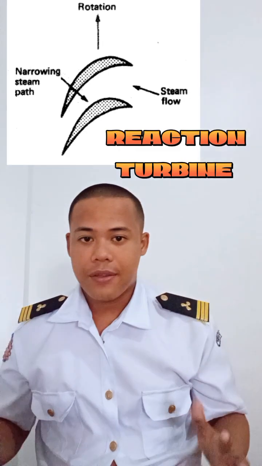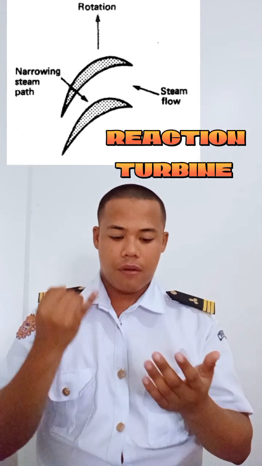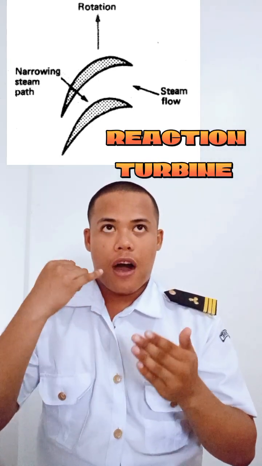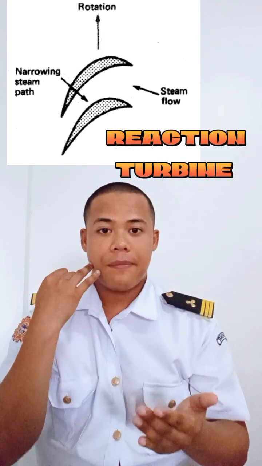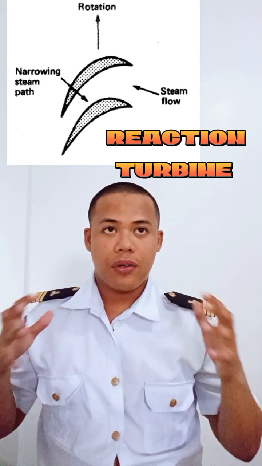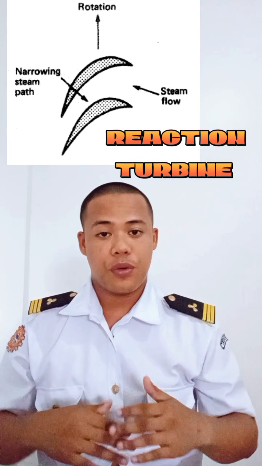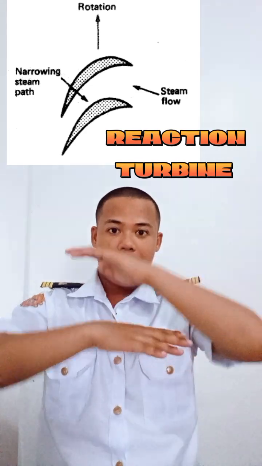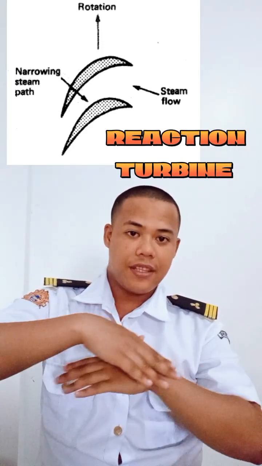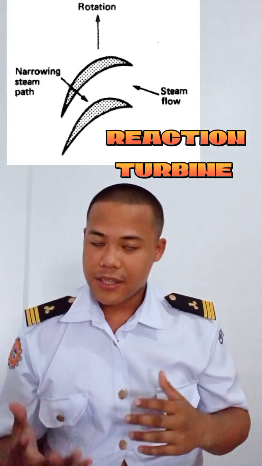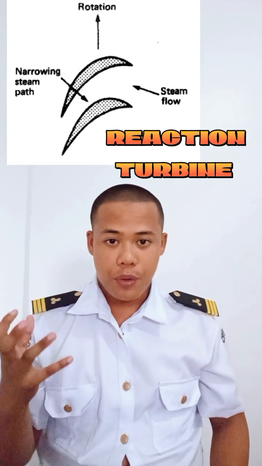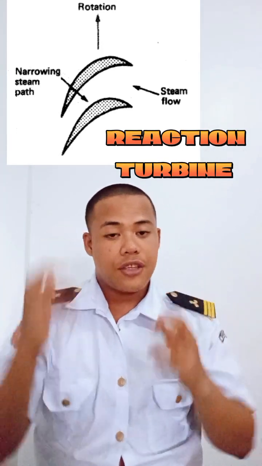The reaction type turbine's arrangement is made of a ring of fixed blades attached to the casing and a row of similar blades mounted on the rotor. The arrangement of this reaction type would create a narrow passage. That narrow passage would increase the steam velocity. The increase in velocity over the blade would produce a reaction force, and this reaction force is directed to the rotation of the turbine axis.